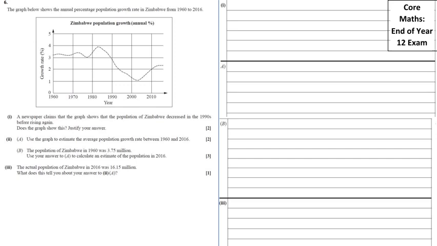Graph of growth rate against year. And that's really key to make sense of this growth rate. This isn't saying population change. This is saying the growth rate change.